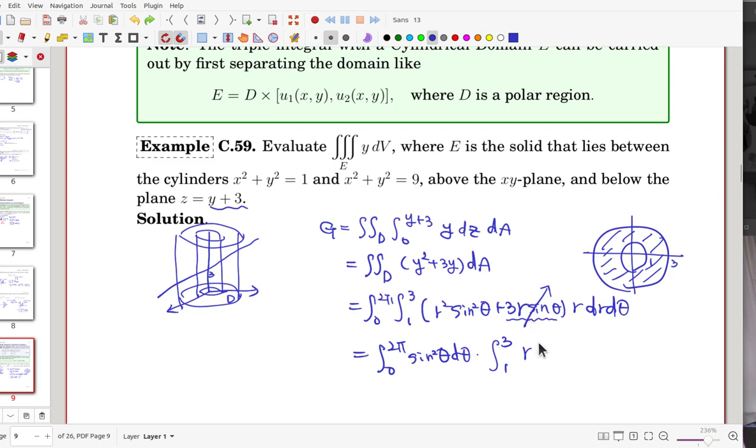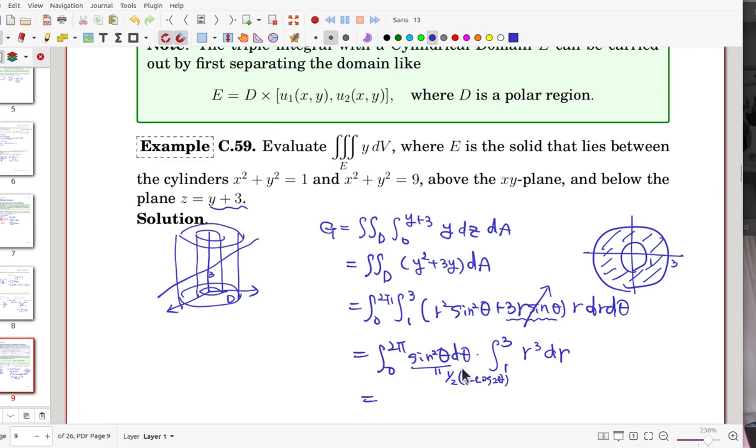Okay, there is r to the 3 and... Okay, for sine squared theta, we can use the formula: half of 1 minus cosine 2 theta. Now theta is moving from 0 to 2 pi, so 2 theta is moving from 0 to 4 pi. So this term will make 0 contribution, so we can ignore it. The remaining part is only half.